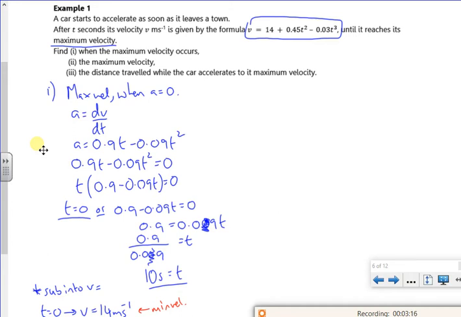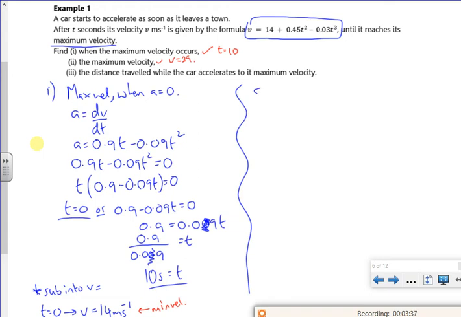So part one was to find what it was. That was a t value, t is 10. And then that maximum velocity was v is 29. That's okay. Right. So the distance travelled while it accelerates to its maximum velocity. Right, so let's have a think about this then.